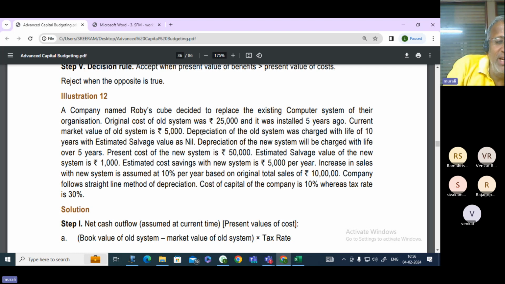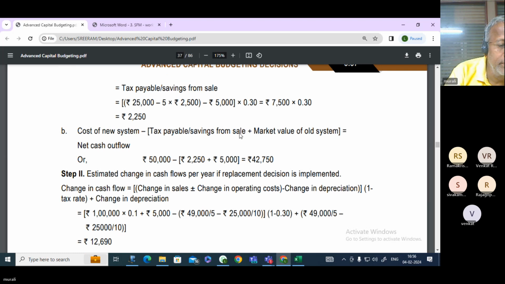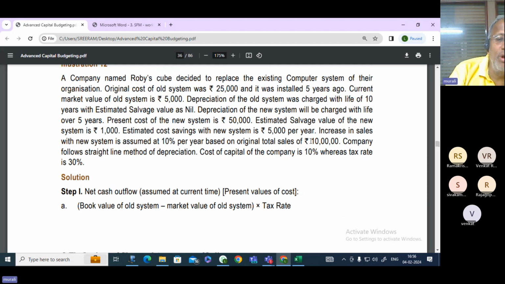I think it should be 100,000. That is a lakh of rupees. Let me just check up. Yes, this is 100,000 only. This is not 10 lakhs, it is 1 lakh. Company follows the straight line method of depreciation, whereas tax rate is 30%.